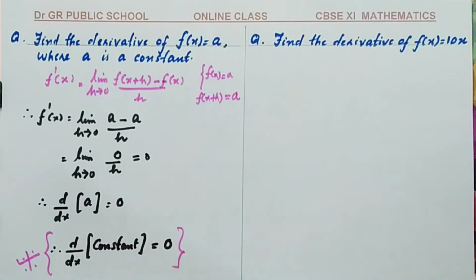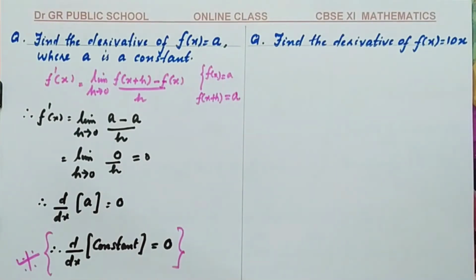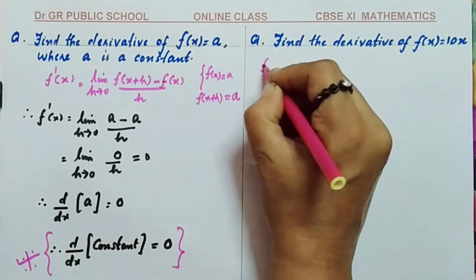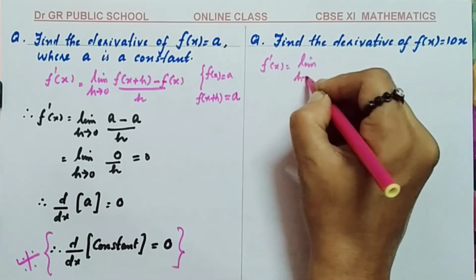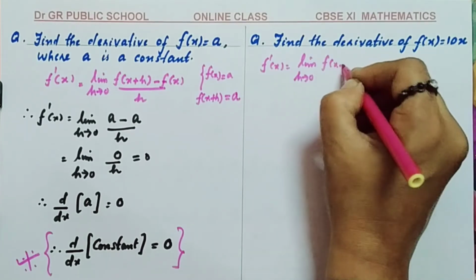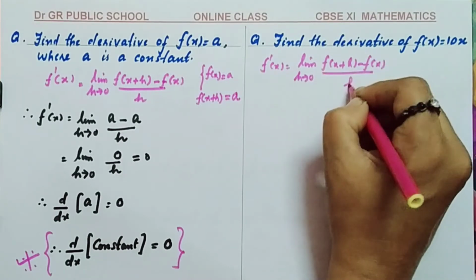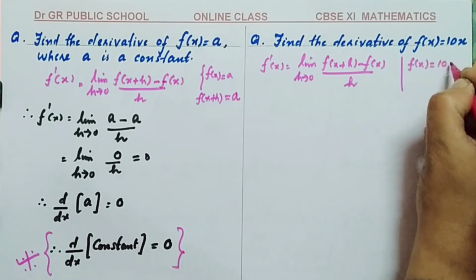Now we can see what about the derivative of a linear function. Find the derivative of f(x) equal to 10x. Here 10x is a linear function. The basic definition we can apply at first: f'(x) equals limit h tends to 0 of [f(x+h) minus f(x)] divided by h. But in this case the function is given to us, 10x.